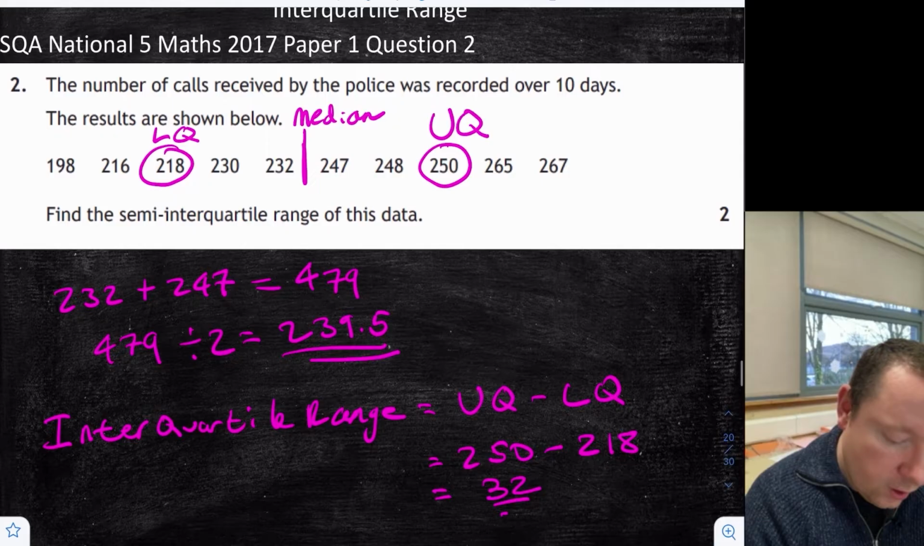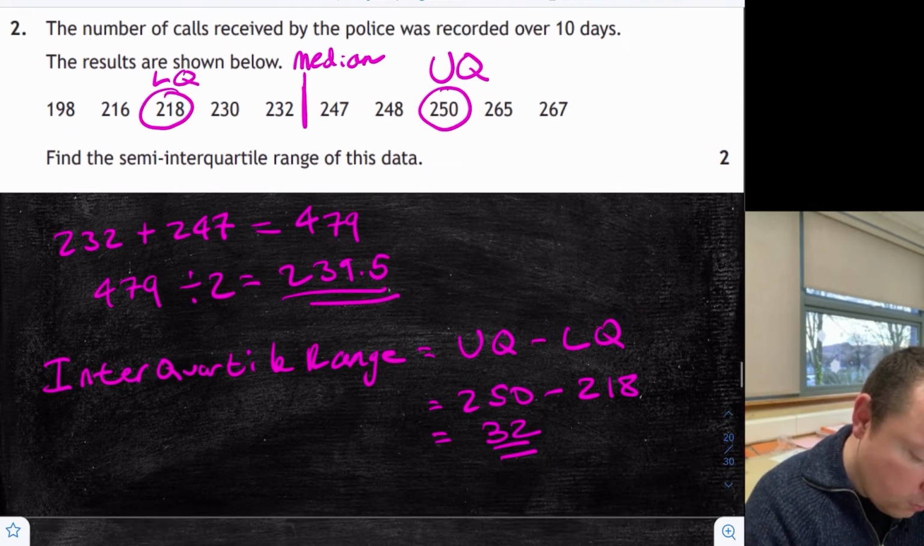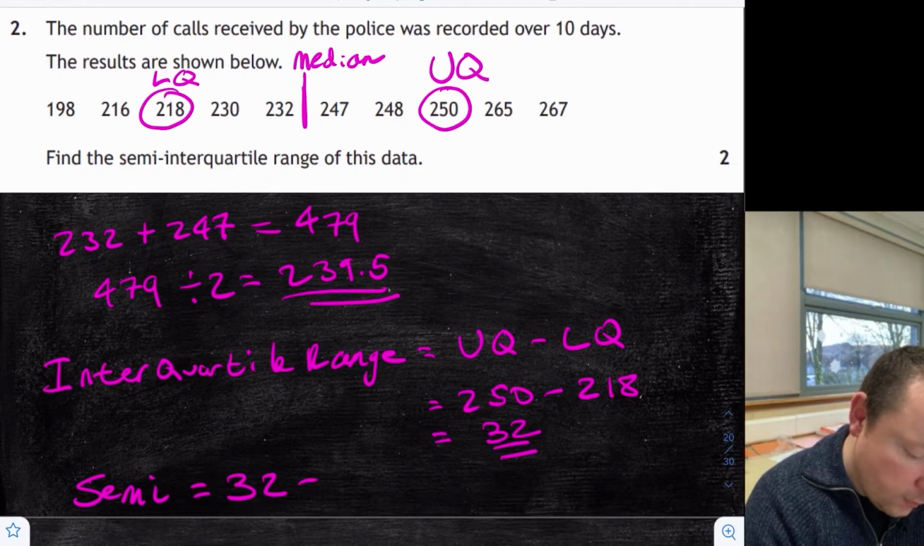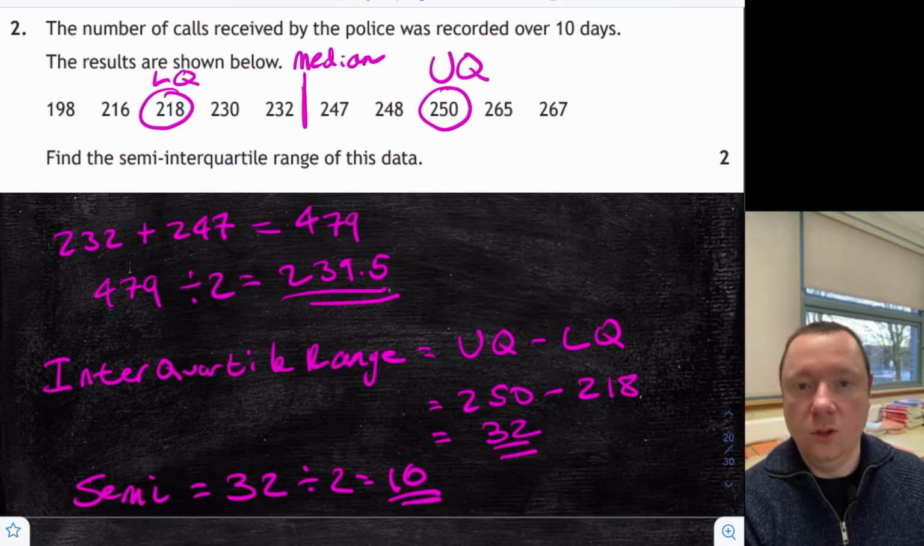But to answer the specific question, because it is a past paper question, it says semi-interquartile range, so the semi-interquartile range is equal to 32 divided by 2, which is 16. But just remember, you'll be getting asked to do interquartile range, so just 32, don't halve it.